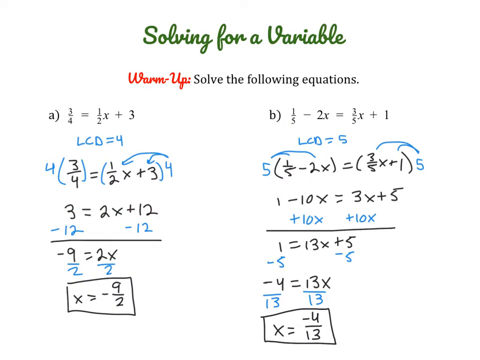For part B, the LCD is 5. So if you multiply both sides by 5, 5 divided by 5 is 1, 5 times negative 2x. And then here, 5 times 3 divided by 5 gives you 3x and then plus 5. And again, you have something that's much easier to solve from here.